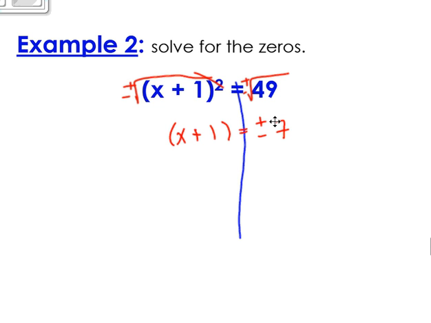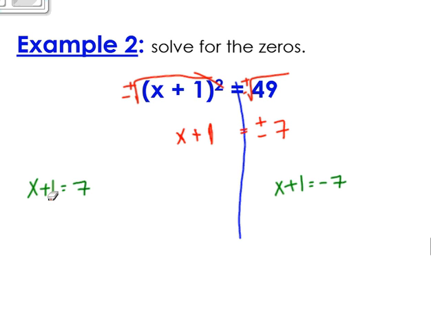And I don't need these parentheses anymore because I took off what the parentheses were needed for. Parentheses were needed for that square. So I can take those off. So I've got x plus 1 equals positive and negative 7. So what that means is you get two different answers. X plus 1 is equal to positive 7, and then x plus 1 is equal to negative 7. And it should make sense that I get two different answers because we've already talked about that.